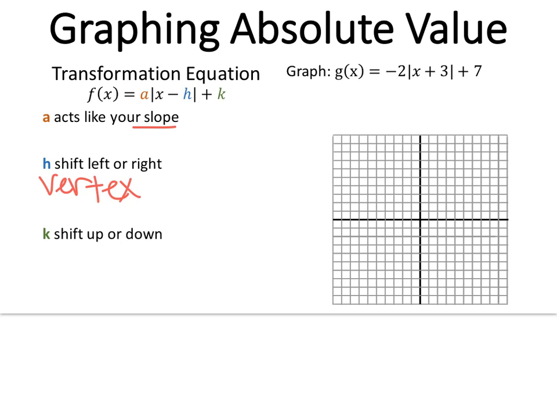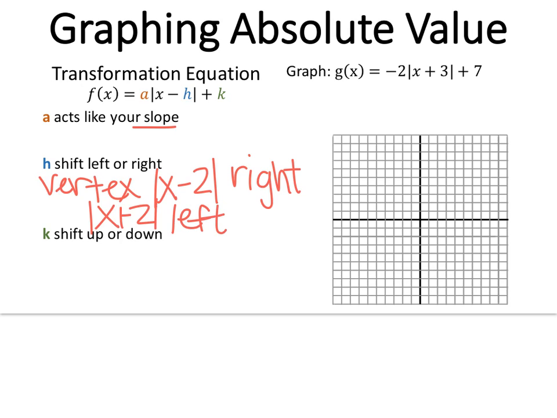With h, you have to be careful because the absolute value of x minus 2 will actually shift your graph to the right, to the positive side. But the absolute value of x plus 2 moves your graph to the left, because inside the equation it's an x minus h. K is pretty straightforward. If it's a positive k, you're going to shift up. If it's a negative k, you're going to shift down. And again, that is your vertex that's shifting.